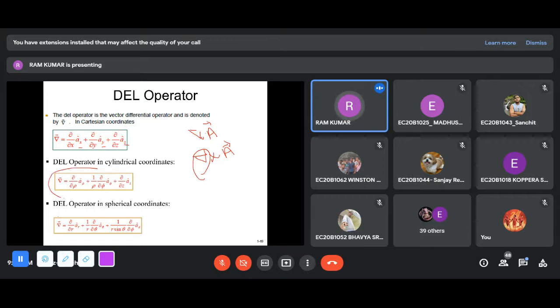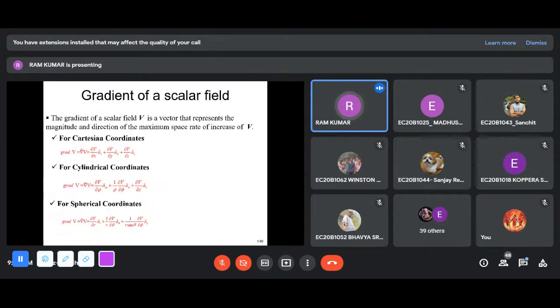Similarly, we have a formula for the cylindrical coordinate system. Instead of ax, ay, az, we use a rho, a phi, az. Similarly, in the spherical coordinate system, we use r, theta, phi. So when you find the divergence or curl in a spherical or cylindrical coordinate system, we use this formula. This is the del operator.